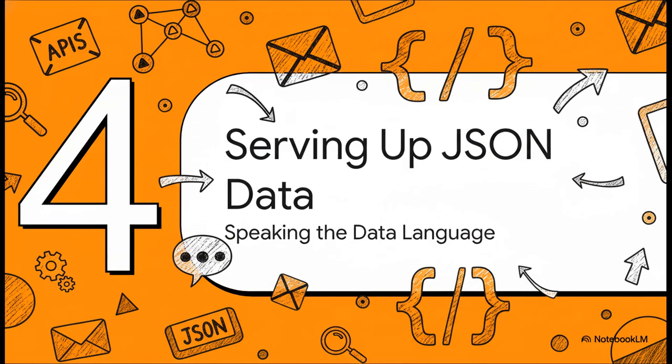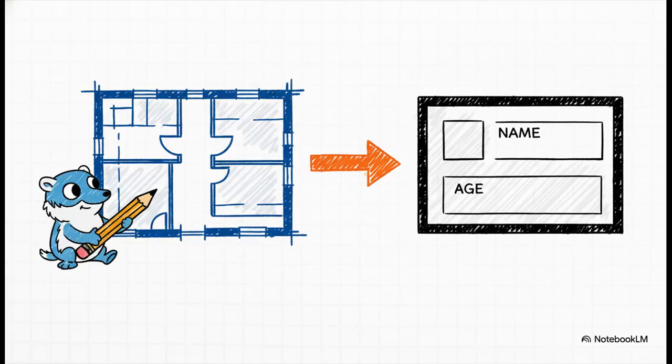Okay, so sending a plain text message is cool and all, but real-world APIs don't just say hello. They speak the universal language of data, and that language is JSON. So let's level up our API to serve some properly structured data that any other application can easily read and understand. Now, before we can just start sending data out into the world, we need a plan. We need to define the shape of our data. And in Go, the perfect tool for that job is a struct.